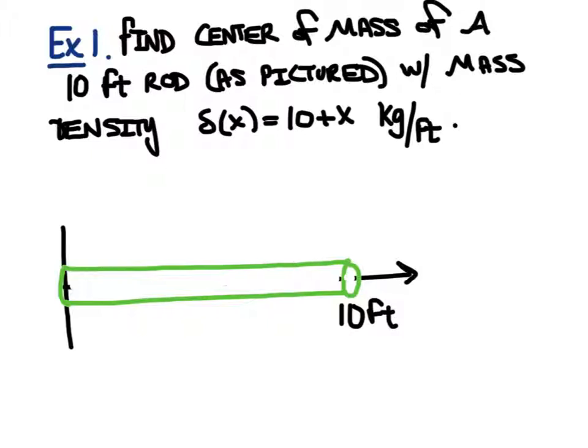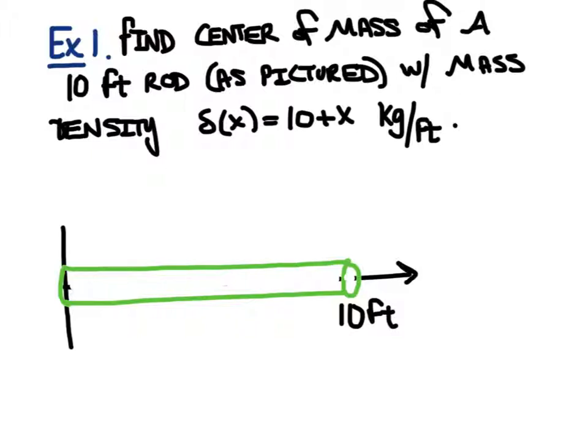It's a 10-foot long rod, and it has mass density delta x equal to 10 plus x. So we know that as we move away from the origin, down the rod, each little segment over here is going to have a little bit more mass than the ones over here, based on this equation.